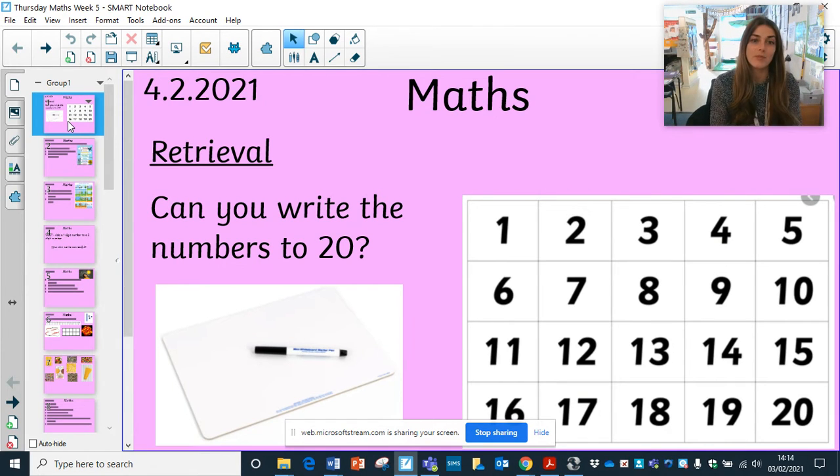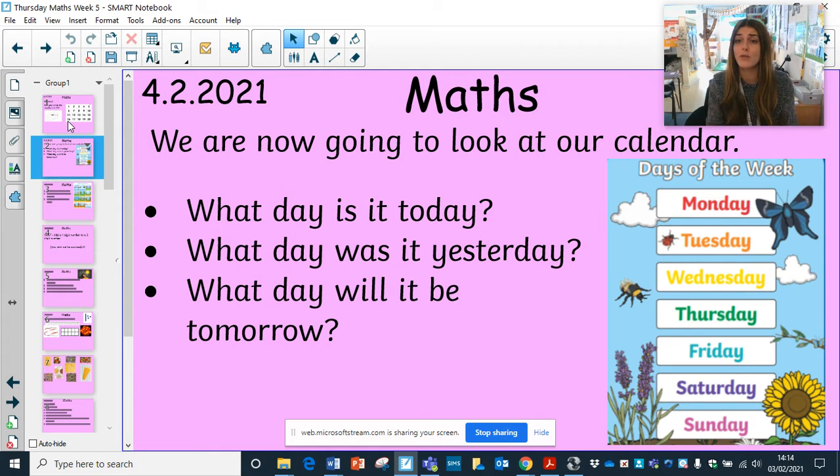First of all, recapping some previously learned knowledge, can you write your numbers to 20? And if you want to challenge yourselves, then see if you can do up to 40 to recap that learning from before. Pause to do this. Then if you can, move on to your calendar.